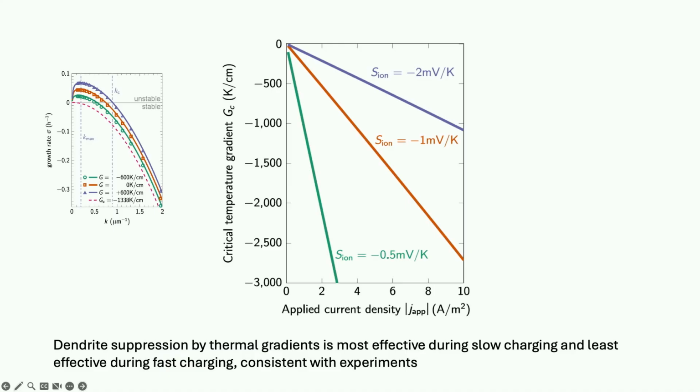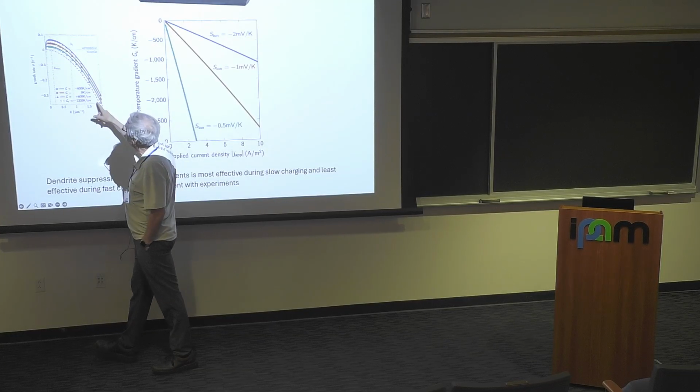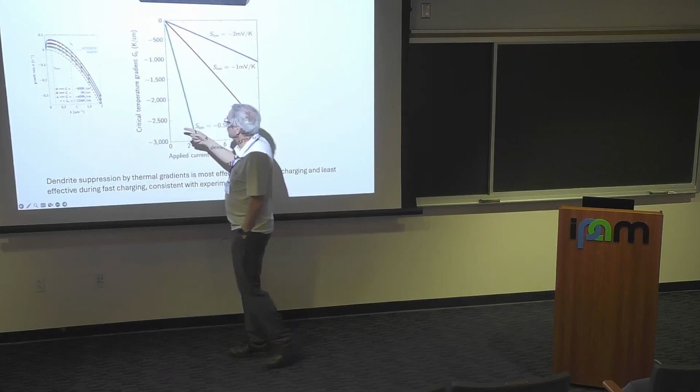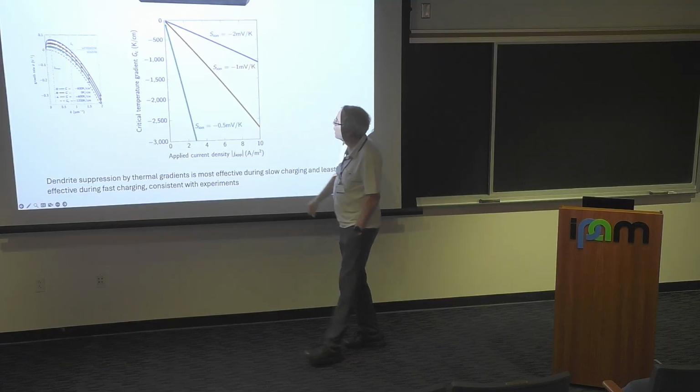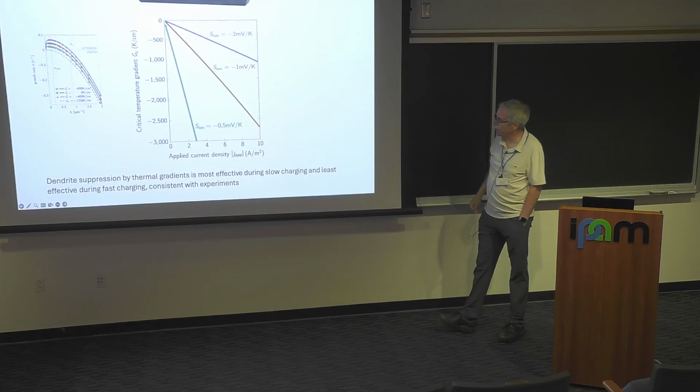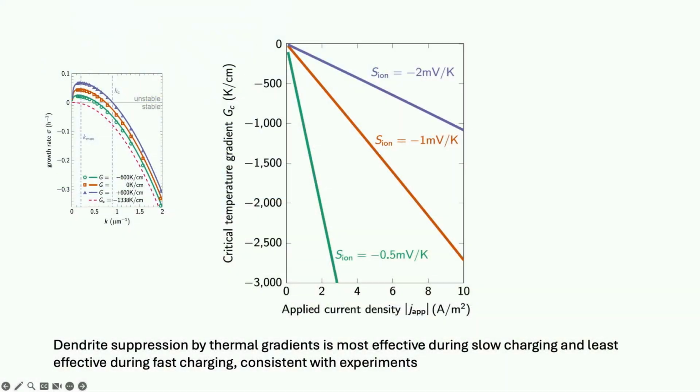If you look, for example, at the critical temperature gradient, which is the one that gives you a dispersion curve that looks like this, where everything is stable, it's a function of the temperature gradient, the applied current density, and the value of, for example, the ionic Seebeck coefficient. As you go to higher current densities, to get stability, you need bigger temperature gradients, which are harder and harder to attain. But nevertheless, for reasonable values of the Seebeck coefficients and reasonable temperature gradients, you can actually stabilize the system.